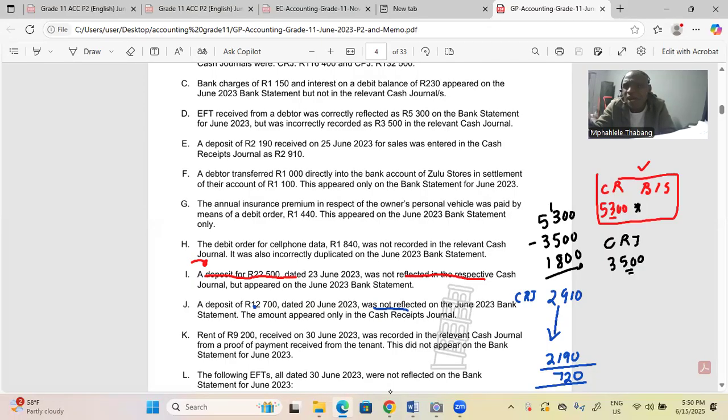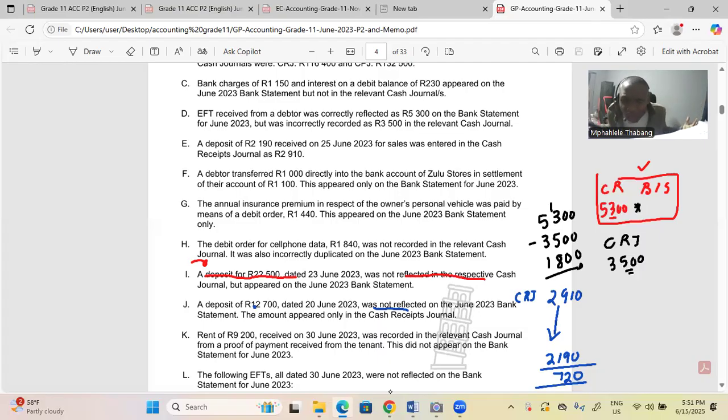So the business is receiving money, but this is appearing only on the bank statement. And I told you, what appears on the bank statement must also appear in the journal. On which side of the bank statement is this going to appear? It's going to appear on the credit side, because this is the money of the business. The bank is just holding it for the business. This got into the account of the business. It is a debtor who is paying the business. The money belongs to the business, it does not actually belong to the bank. That is why when the bank records this money, they will put it on the credit side of the bank statement. So it's supposed to appear on the credit side of the bank statement and also in the CRJ.